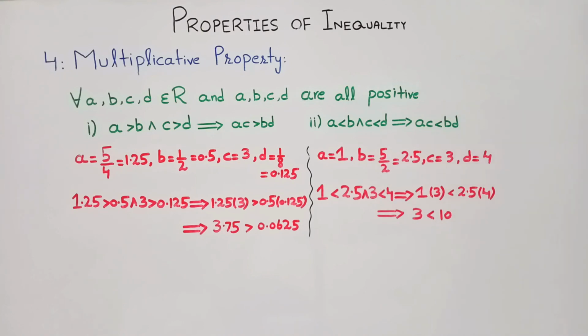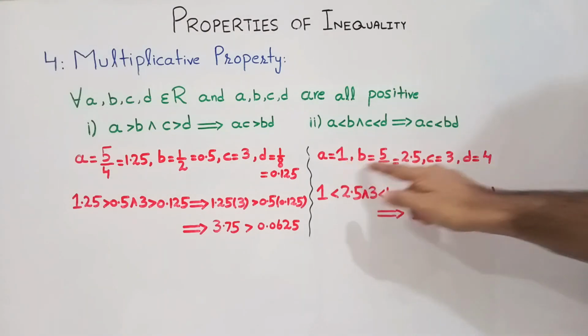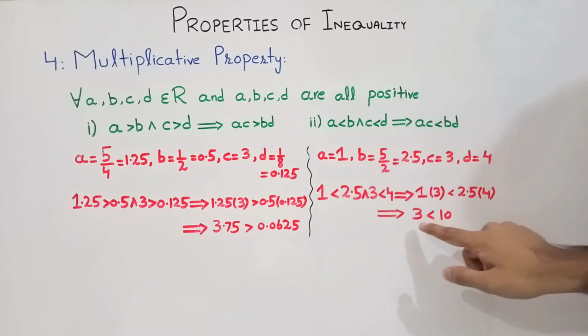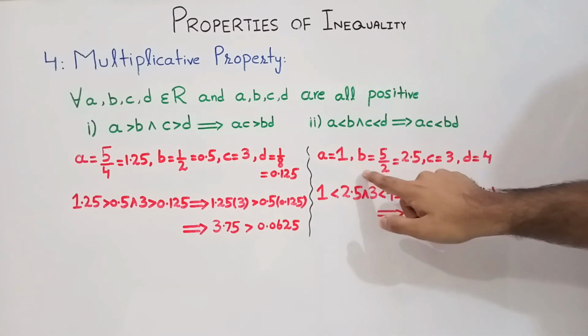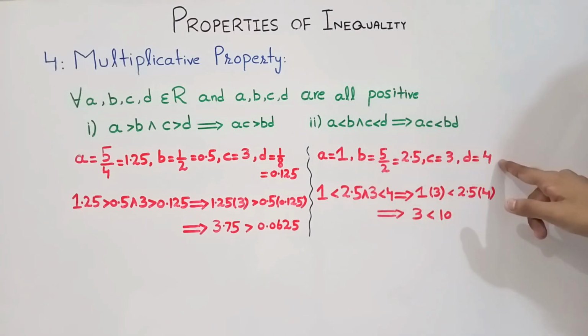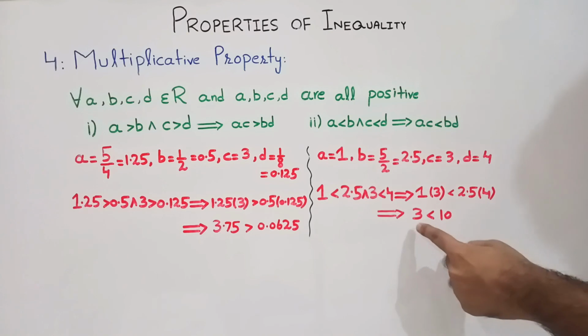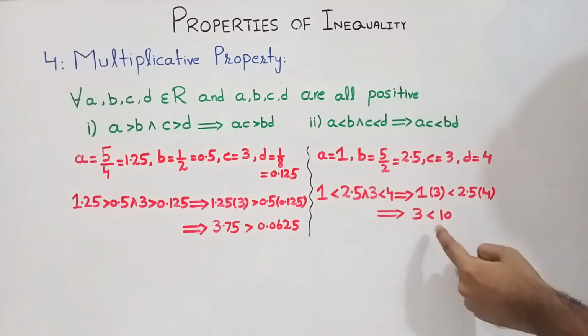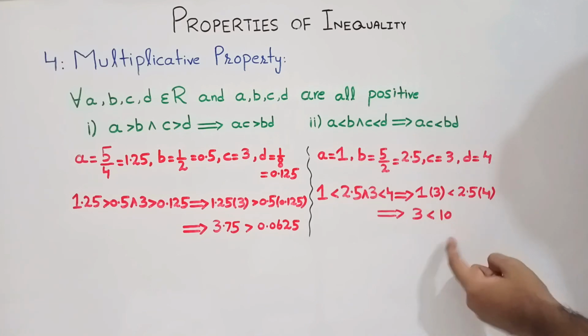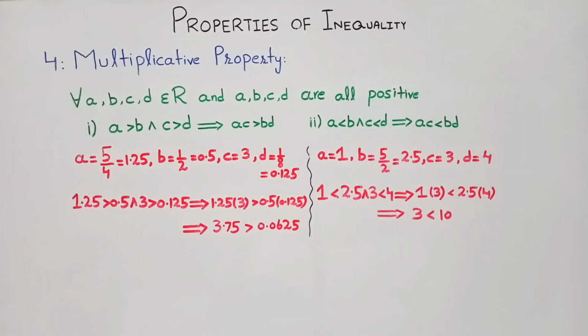Now we have two smaller numbers A and C, 1 and 3. We will get the product of 1 and 3, that is equal to 3, and we will also get the product of two greater numbers B and D, 2.5 and 4, and the product of 2.5 and 4 is equal to 10. So we can see the product of two smaller numbers A and C is less than the product of two greater numbers B and D. 3 is less than 10. So this means this condition is also true for real numbers.